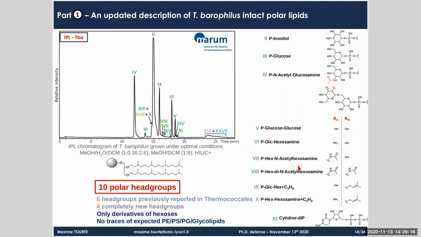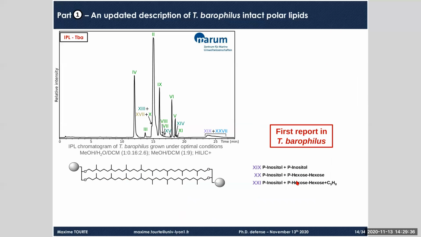But altogether, when we look at the diversity that we could reveal for Thermococcus barophilus, all of the polar head groups were actually based on hexoses. And again, we couldn't find any traces of the expected other polar head groups, such as phosphoethanolamines or glycolipids. In contrast, we could still observe intact polar lipids based on other polar core structures.